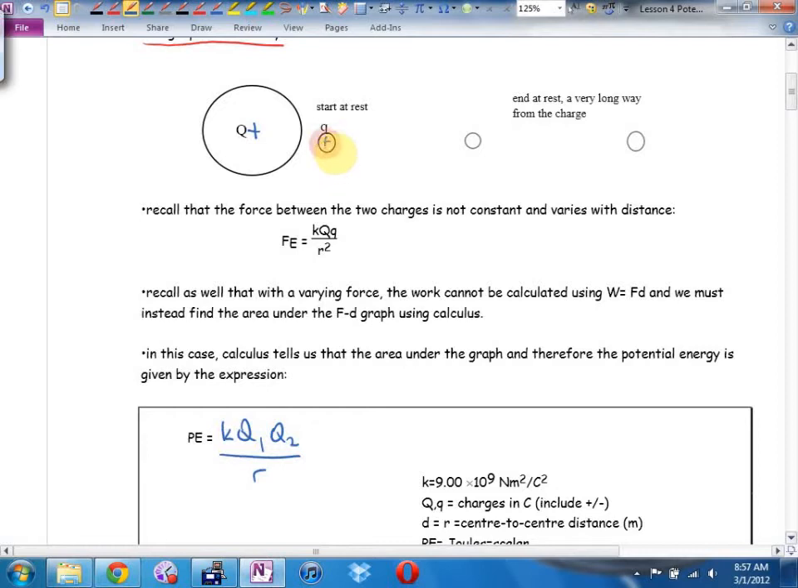Which way does this thing want to fall if that's positive? Emily, to the right. How much energy will it have out here? Zero, because we defined zero to be at infinity. As it falls, it's losing energy, so it must start out with a positive number, losing energy, falling slower and slower, and eventually comes to a stop way out here, because it's gone so far away that it no longer experiences a force.